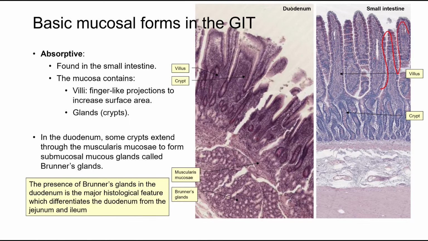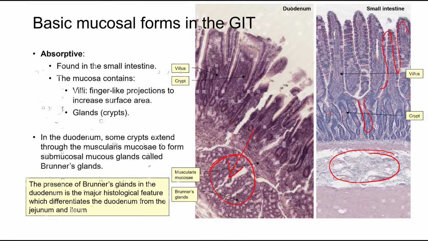You can see the villi here, which are finger-like projections to increase the surface area. And also there are glands, the crypts, that dip into the mucosa, and sometimes they reach the submucosa, as you can see here in the duodenum, the Brunner's glands of the duodenum. In fact, the submucosa of the remaining part of the small intestine does not contain these Brunner's glands, but the Brunner's glands are a feature of the duodenum, and will help you identify and differentiate the duodenum from the remaining part of the small intestine.